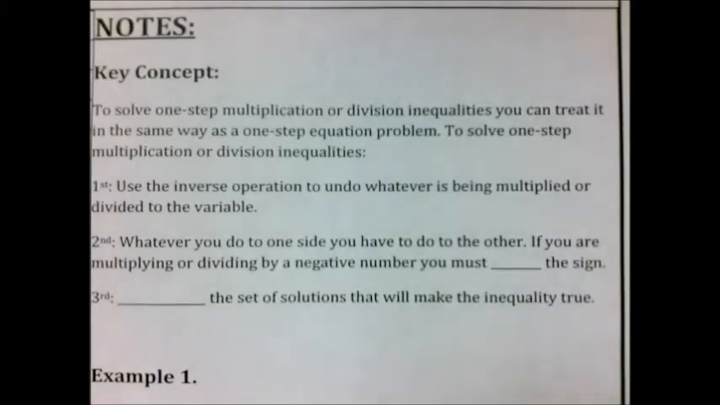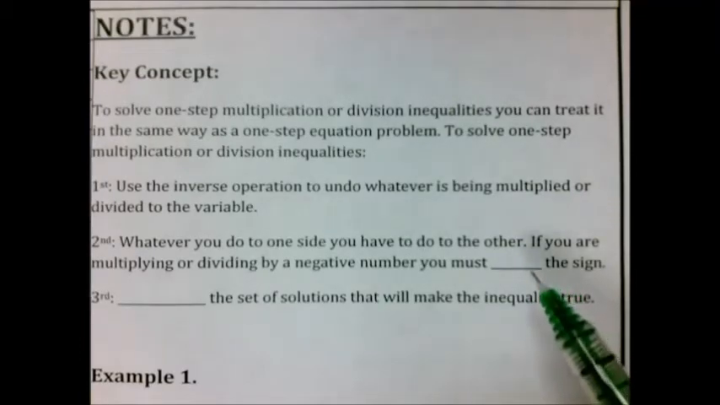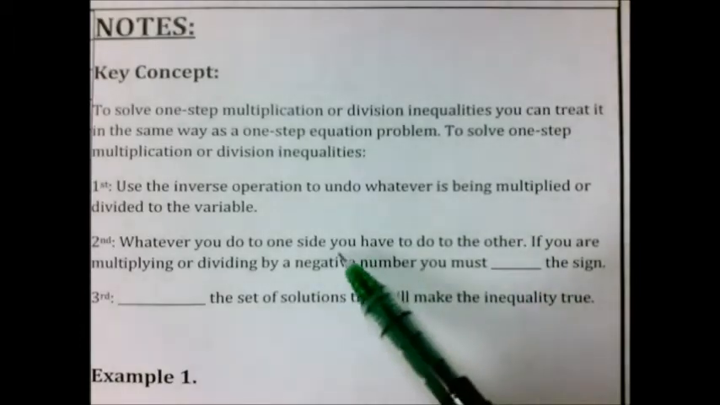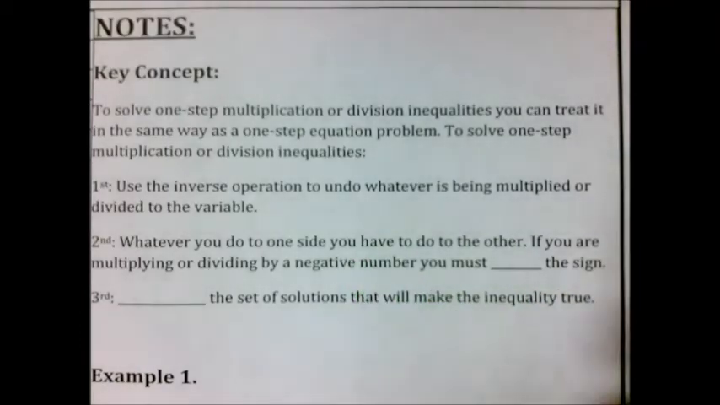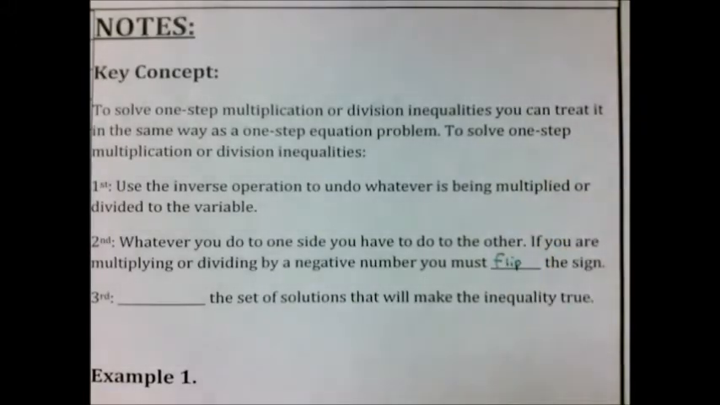Alright, so then the second thing we do is whatever you do to one side, you have to do to the other. So if you have to multiply on one side, then you have to multiply that same number on the other side. However, here is the key difference between equations and inequalities in terms of multiplying or dividing them. If you are multiplying or dividing by a negative number, you must flip the sign. That means that if it was less than, now it's greater than. If it was less than or equal to, now it's greater than or equal to. And the same thing goes vice versa for both ways.